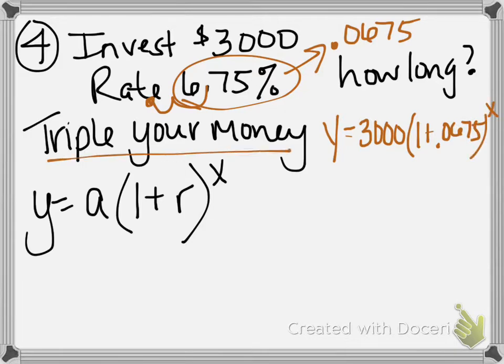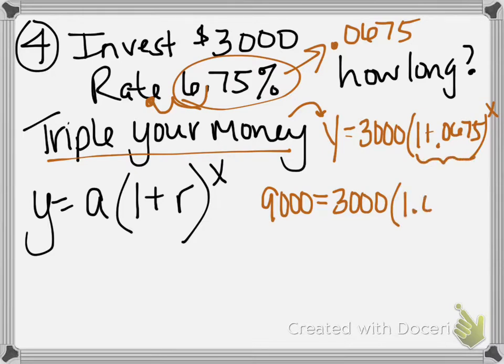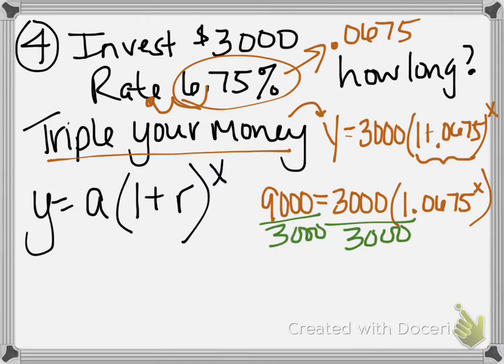Now for tripling the money, that's how much I would have when I'm done. Well, triple 3,000 is 9,000. So my y is going to be 9,000 equals 3,000 times, I can add these two together, so 1.0675 to the x power. And now this just becomes the same type of problem that we had in 1 and 2. I'm just going to divide both sides by 3,000. This is 3 equals 1.0675 to the x power.